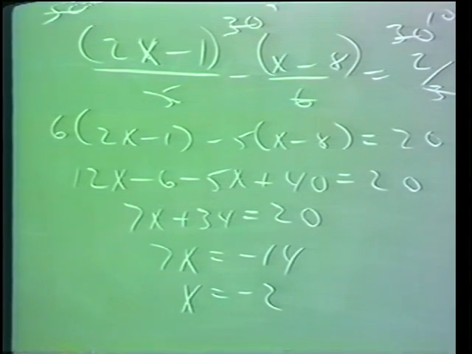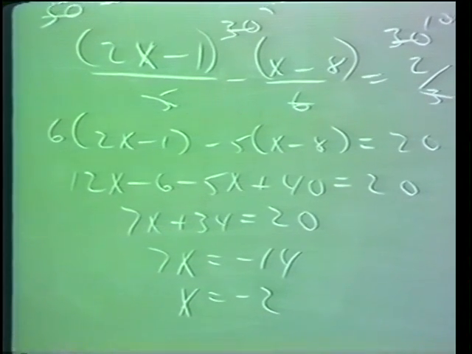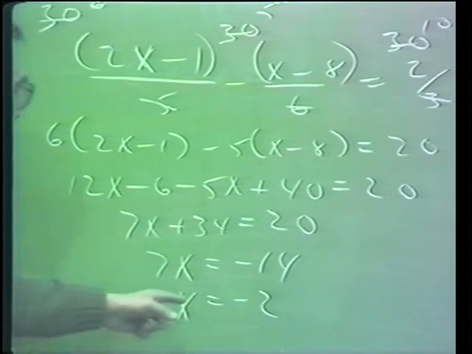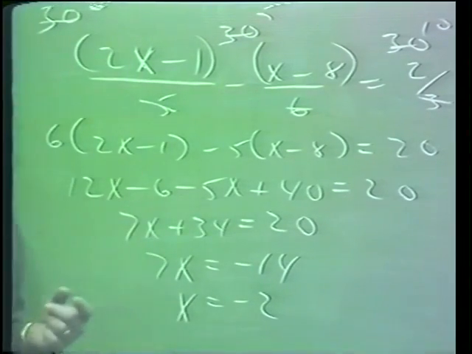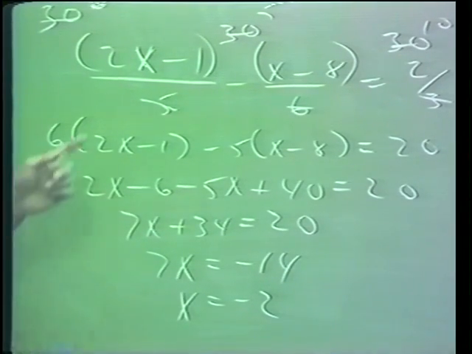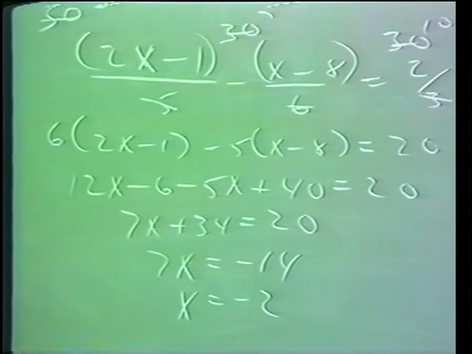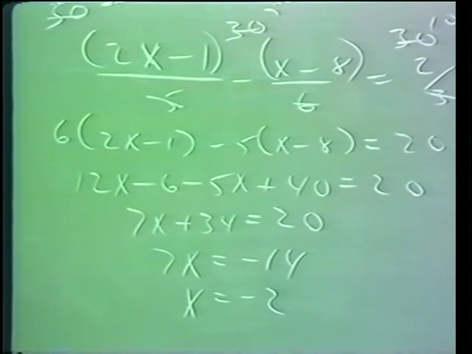How can I check to see if this is right or wrong? How can we check this? Kathy? Negative 2 in there. Yeah, go back to the original equation. Every place you have an x, replace it by negative 2. If you do that, it should make this a true sentence. And it will. Okay? Any questions on that?